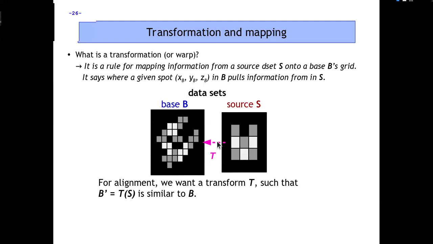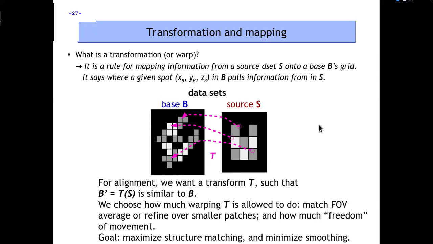When we're trying to generate a transformation, we're trying to say, for every voxel here in our base data set, where is the equivalent location in the source? We often think about sending source information to the base, but in actuality, we should think about it like going to a centroid in the base and pulling information from somewhere in the source. And the rule for doing that across the full field of view of the data sets is the transformation, which itself is kind of a voxel-wise data set.